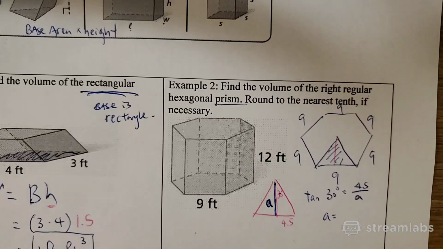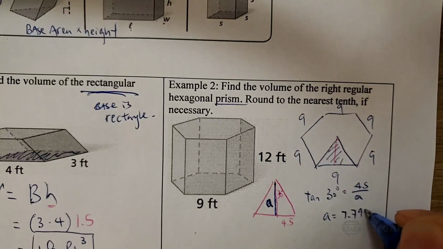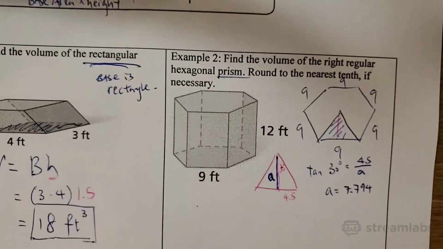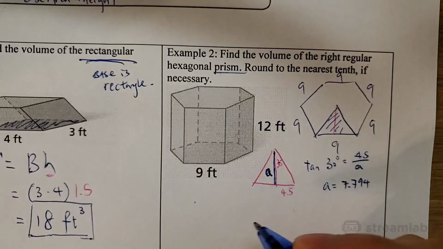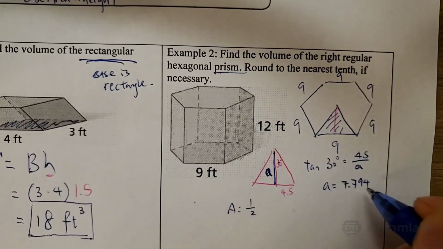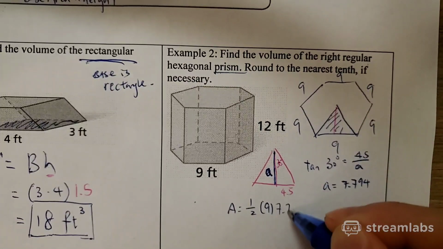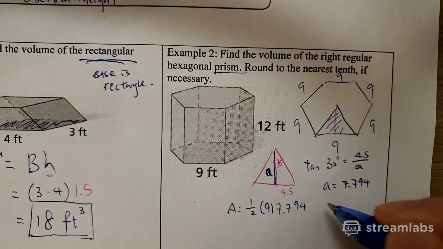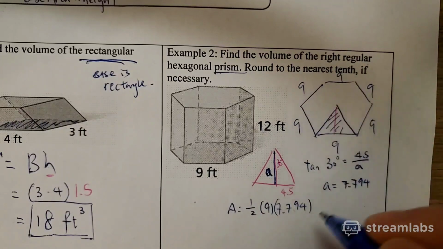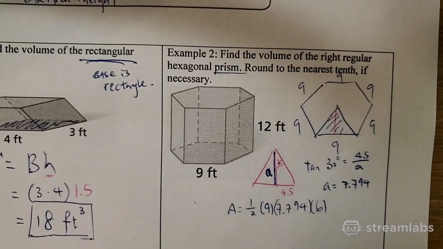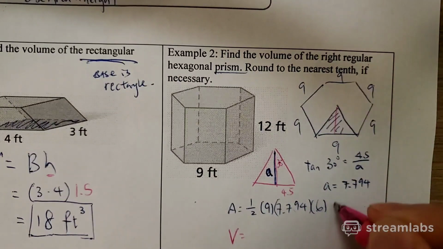So A turns out to be 4.5 divided by tangent 30, so it'll be 4.5 times root 3. So the apothem was 7.794, right? And then you use that to multiply. So the area is 1/2 base, which is 9, times apothem, which is 7.794, and then times 6, since there are 6 of them. And then the volume will be whatever this is times height.